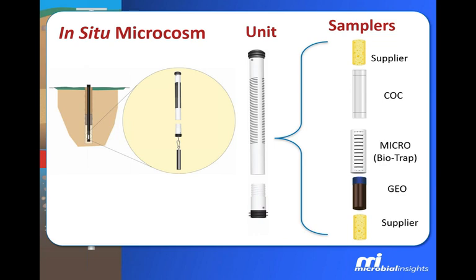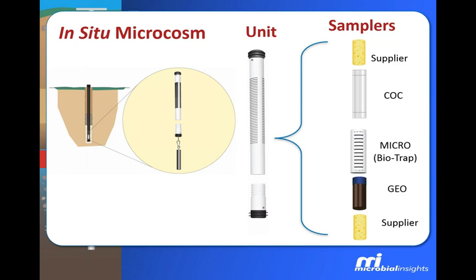Now, the second type of common biotrap sampler is the one you see here. This is an in situ microcosm. This is a device marketed by Microbial Insights, and I'll be giving you some examples of the use of this sampler. But within that sampler, as you can tell on the right-hand side, we have several things, one of which is a biotrap.